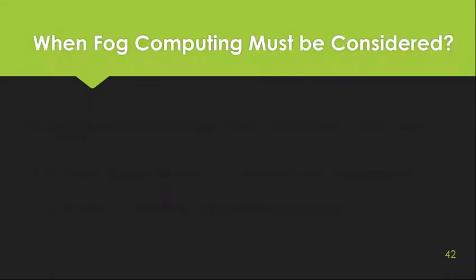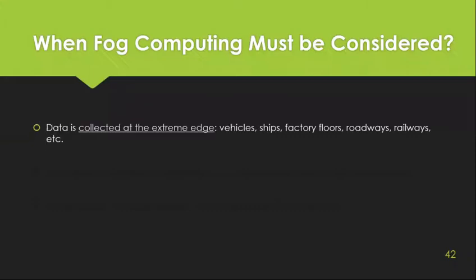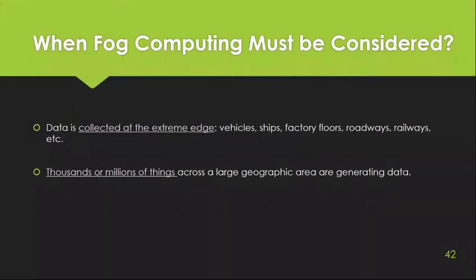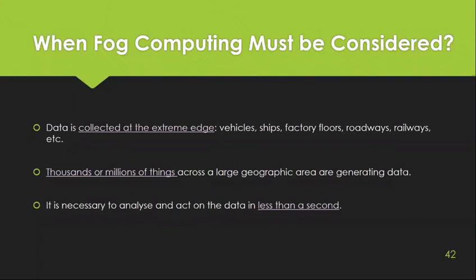Then before moving on to the research directions, let's ask when we have to use fog computing. It's a very important question: when do we have to think about using fog computing and not cloud computing? What are the signs that indicate that we have to move to fog computing? First of all, if the data is collected at the extreme edge, for example, vehicles, which are the extreme edge of the network. And if there are thousands or millions of things in a specific area, for example, a company, or a single engine in an airplane, where there are 5,000 sensors. It's not logical at all to send all that data and use pure cloud computing. And if we need less than a second to do the analysis and the computation, in this case, we have to think of using fog computing.